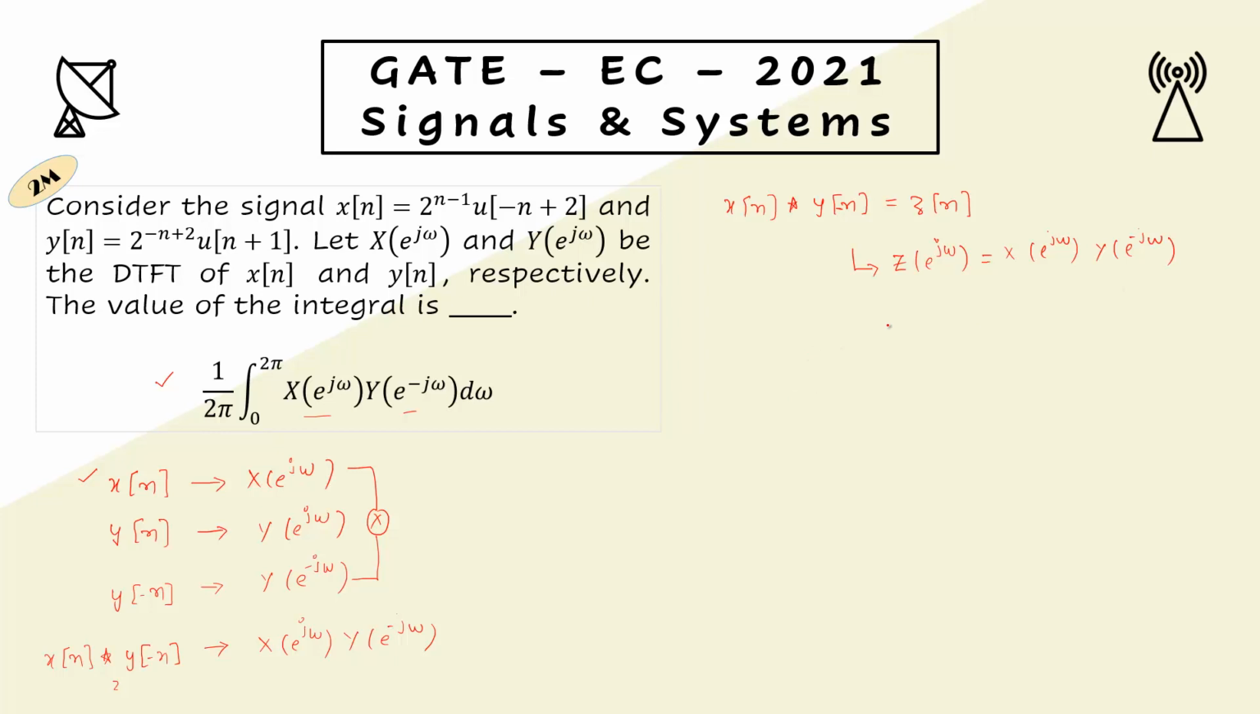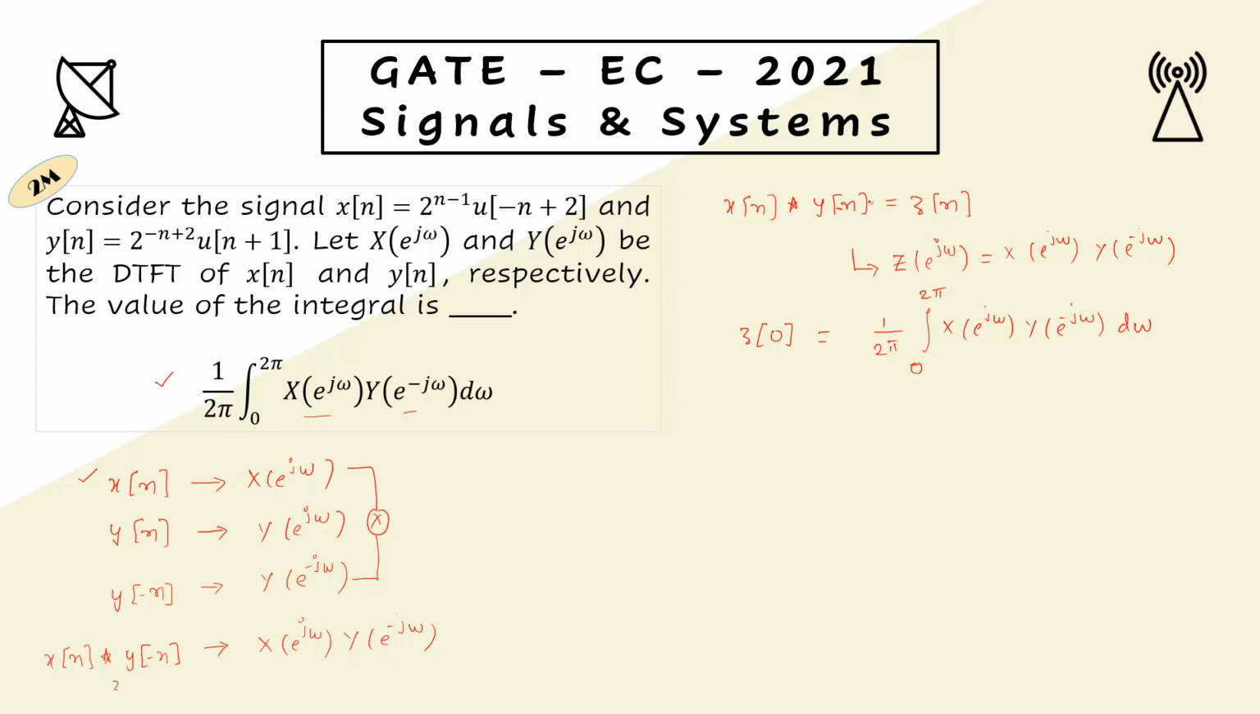But what is the question asked? We have to evaluate 1 by 2 pi integral 0 to 2 pi x of e power j omega multiplied with y of e power minus j omega d omega. We can easily see that this is nothing but z of 0. So everything boils down to evaluating z of n and then evaluating z of n at n equal to 0.